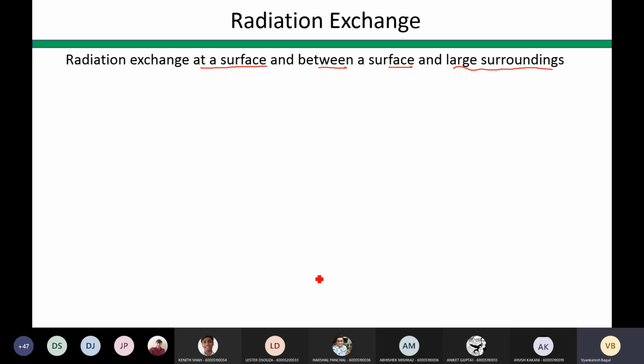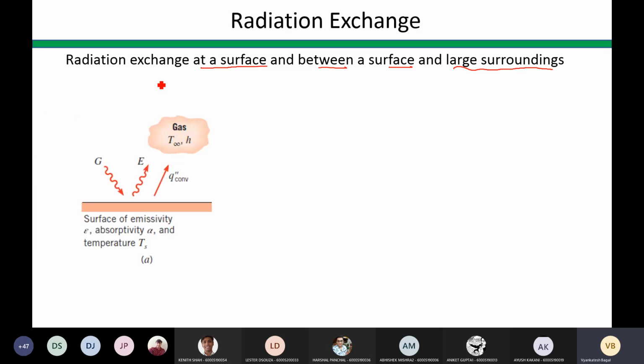So let us say I have a computer screen in this room, and this entire room is surrounding this computer, so I will take it as a large surrounding. Then how the radiation exchange will take place between these two, my computer screen and the surrounding, or the room. Or simply I may talk about the radiation exchange of, let us say, a table, the flat surface of the table, and how the emissions are going out from this flat surface. I may talk about these two.